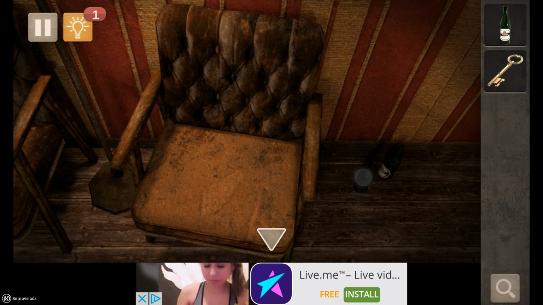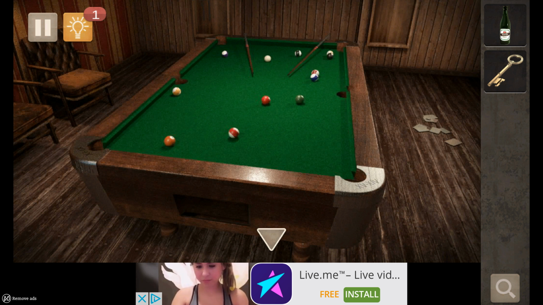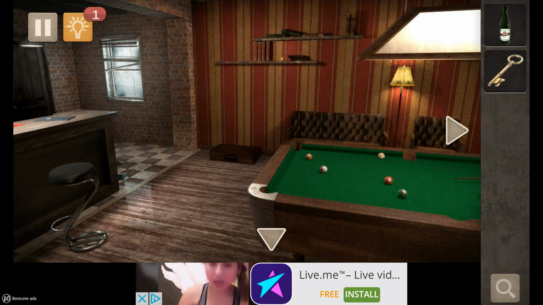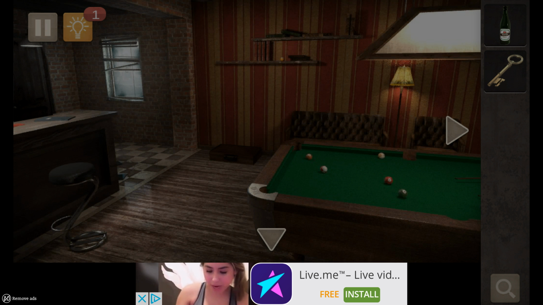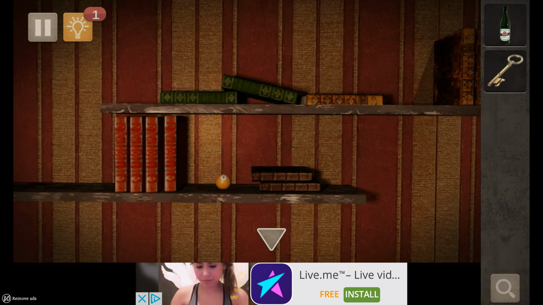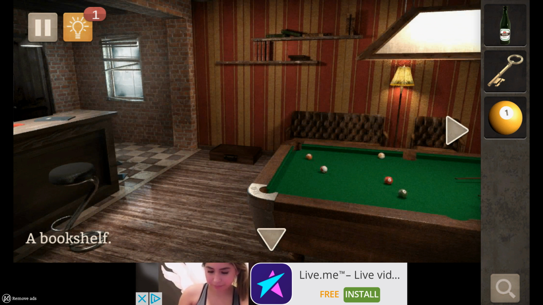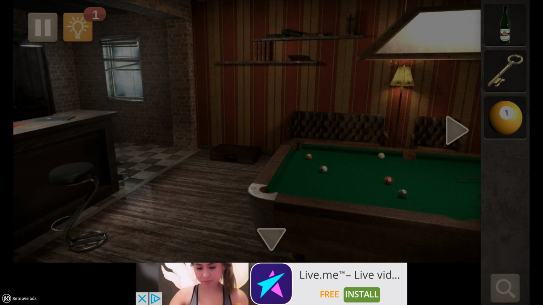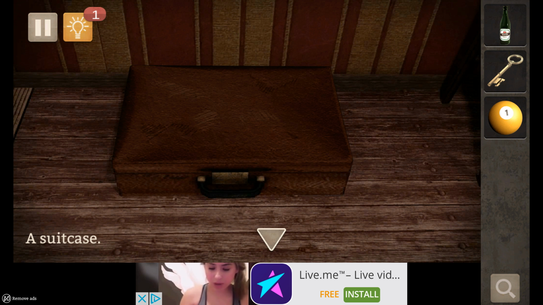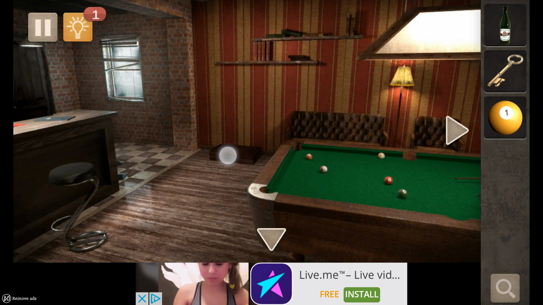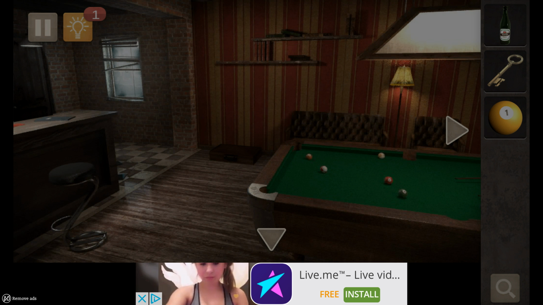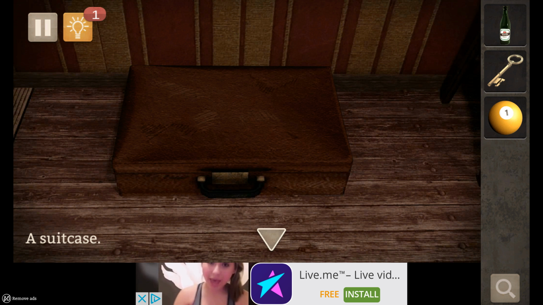A key. Let's look at the shelf here. Hey, a billiards ball. All right, great. 1. Suitcase that we can't get into. Let's try the key here. Nope.